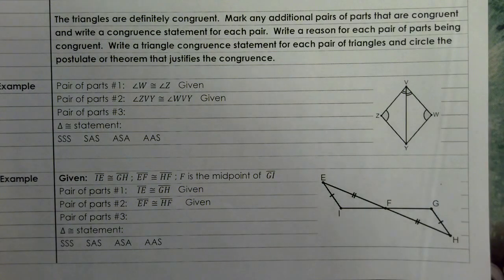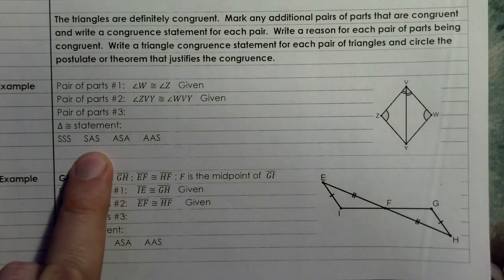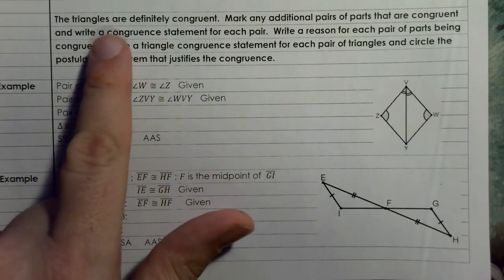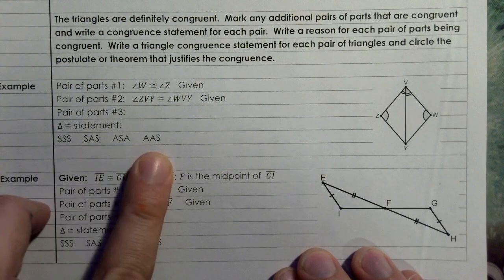Hi, in this video we're going to be proving triangles congruent using either side, side, side, side, angle, side, or angle, angle, side. In these problems, the triangles are definitely going to be congruent every time. We want to mark any additional pairs of parts that are congruent and write a congruence statement for each pair. We need to write a reason for our pairs, make our triangle congruence statement for each pair, and circle the postulate or theorem that justifies that congruence.